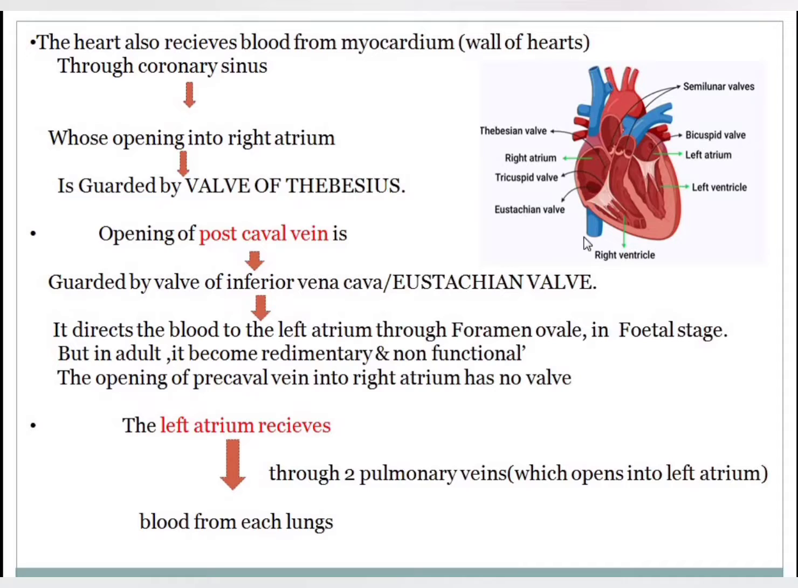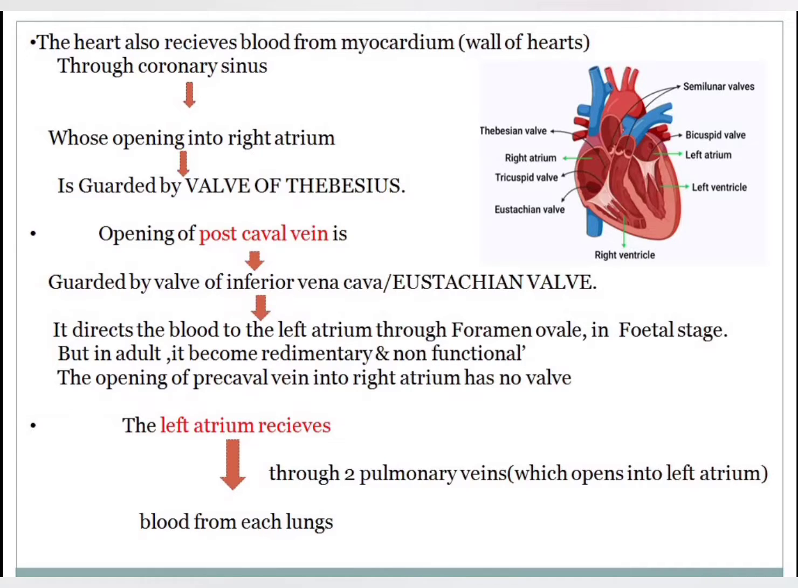Next, the opening of the postcaval vein is guarded by the Eustachian valve of the inferior vena cava. It directs the blood to the left atrium through the foramen ovale in the fetal stage, but in the adult it becomes rudimentary or non-functional. The opening of the precaval vein in the right atrium has no valve.